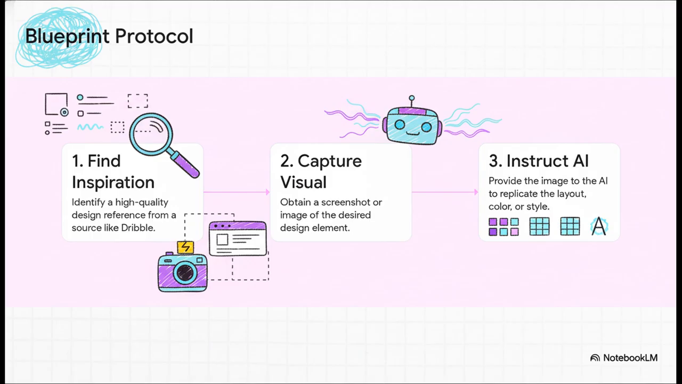Now, the protocol for blueprint injection is distinct. First, find a design you want to emulate. Second, you capture a screenshot of it. Third, you feed this image to a vision-capable AI agent and then instruct it to replicate specific elements, the layout, the color palette, the typography, whatever you need.